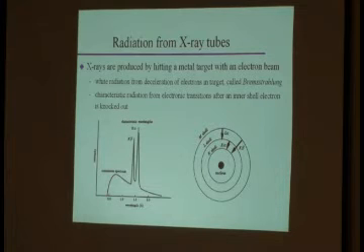And this is what you get. This is a spectrum, intensity versus wavelength. Some kind of a hump, white background. But that's not really what we use when we work with a lab X-ray tube.